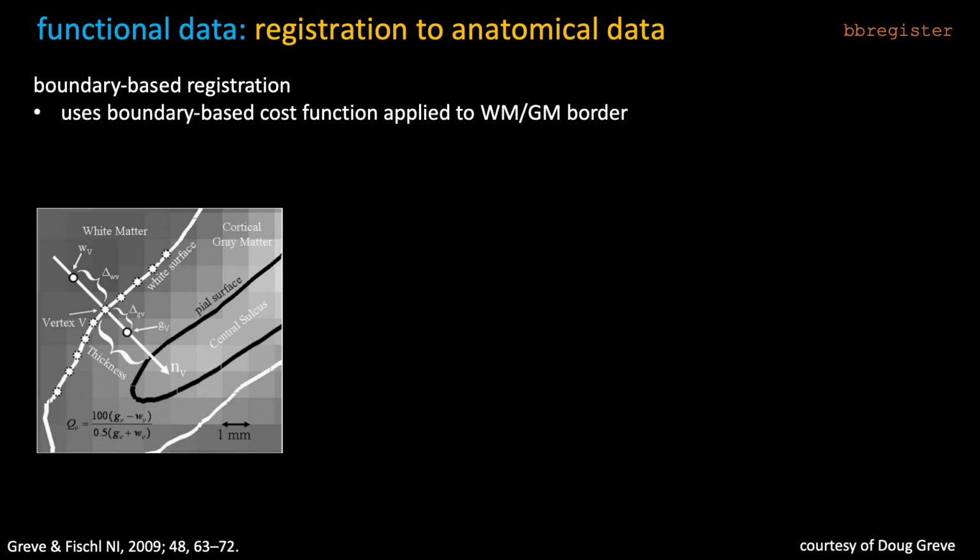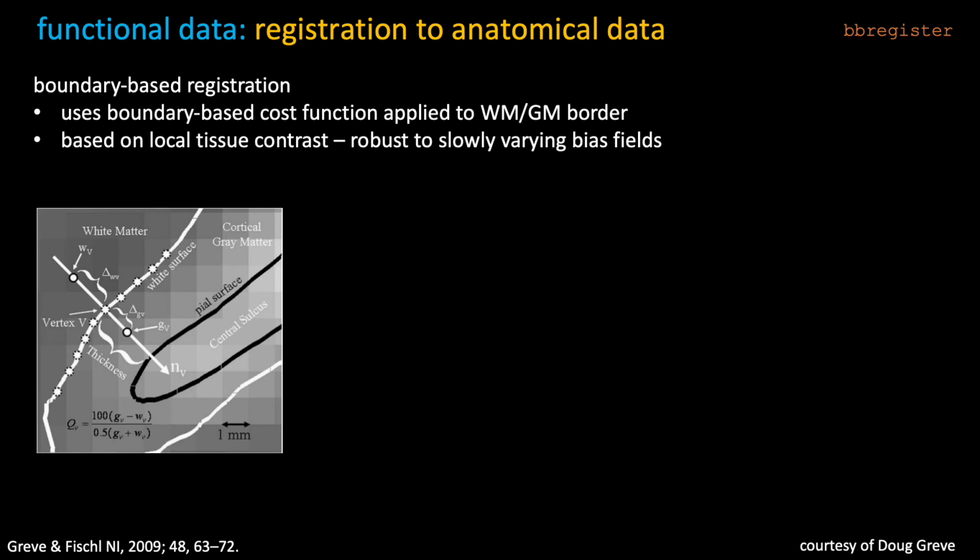I'm not going to go into details here, but you can kind of see on this figure that we have this white surface and we're just moving it to match the intensity contrast between the two tissues. So this is a very high level and general idea behind what this method does.